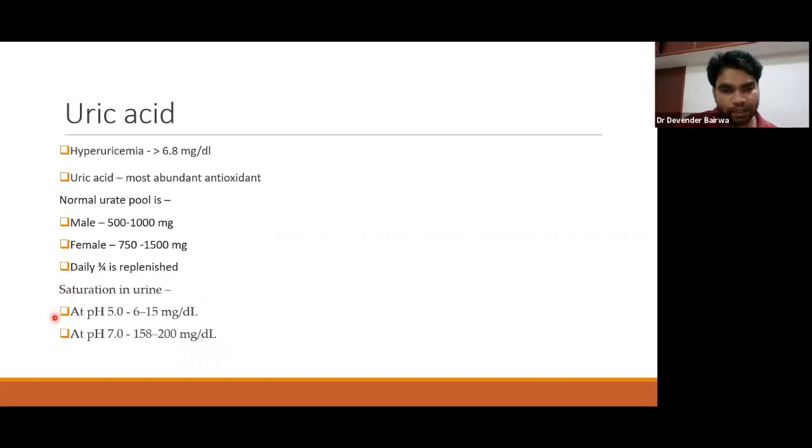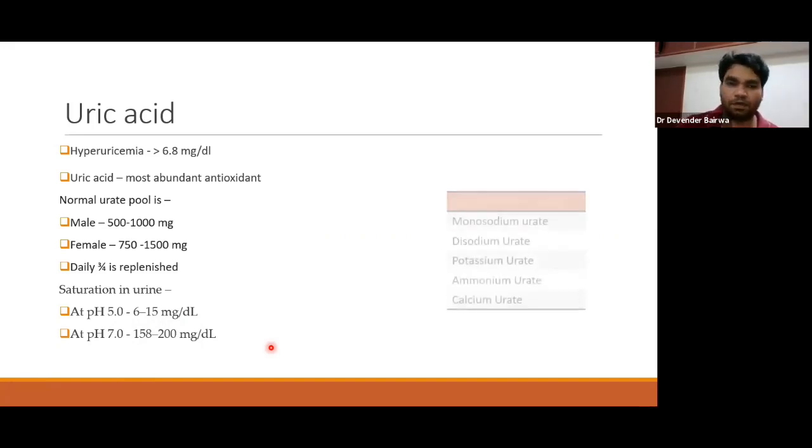So understand this. At higher pH, a higher concentration is required to crystallize uric acid crystals in the urine. That is why one of the mechanisms to prevent uric acid nephropathy is to alkalize your urine. So you alkalize your urine. After alkalization, the concentration required to crystallize this crystal also increases.